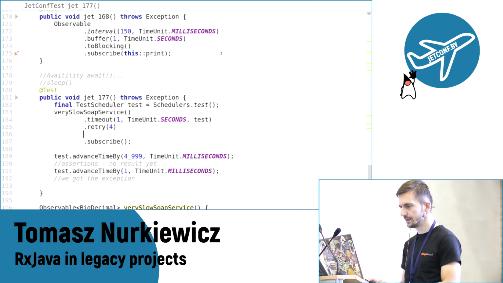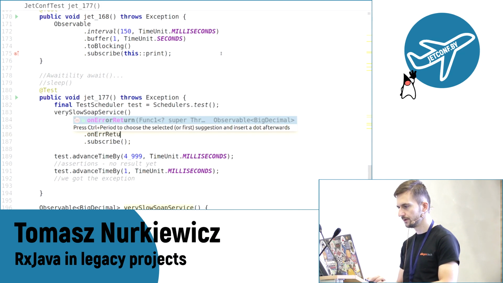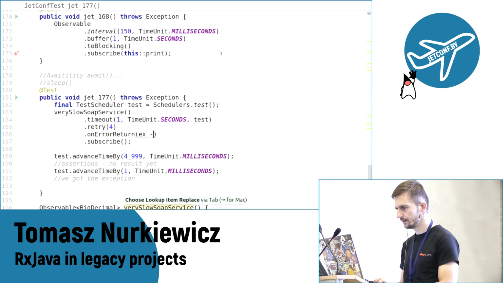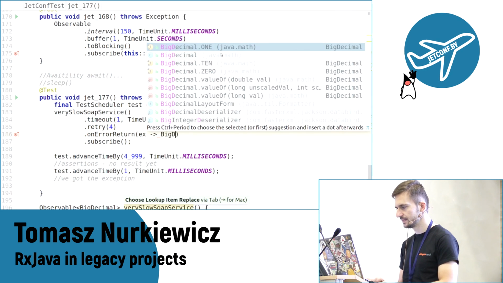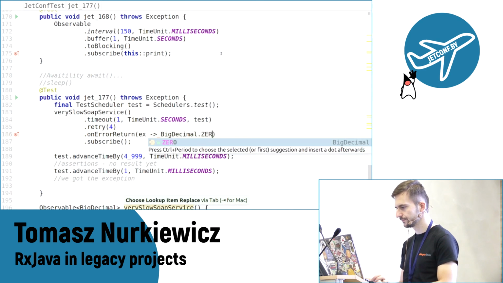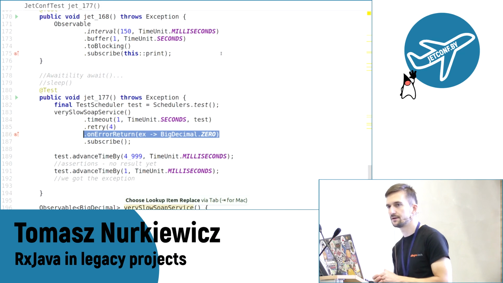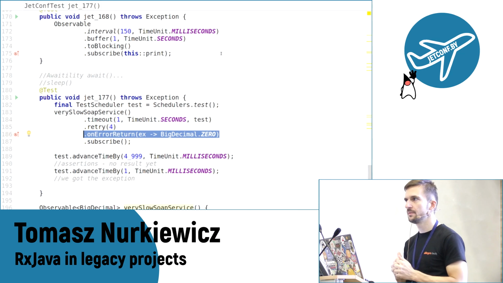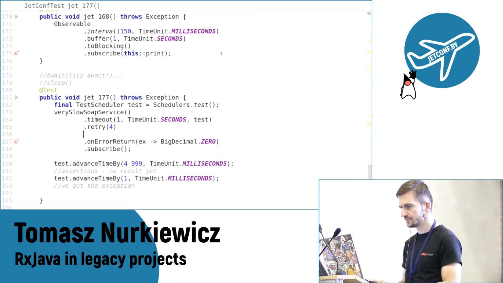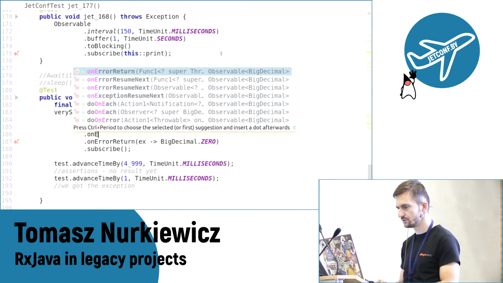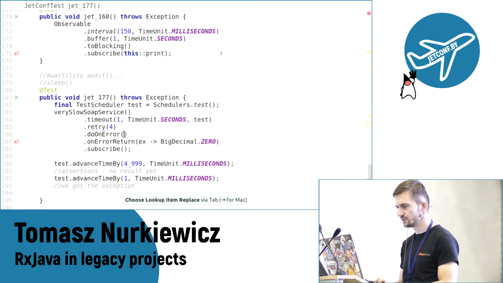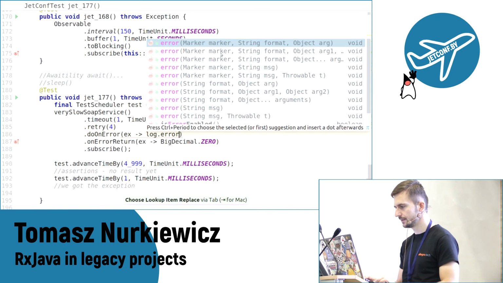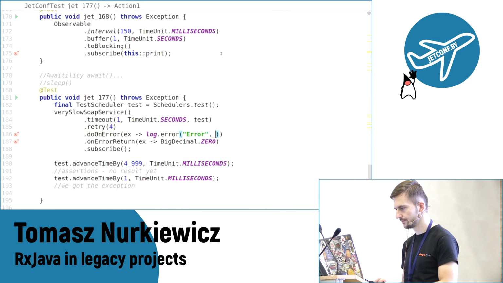Or I can actually say, on the very end, onErrorReturn, and here's my error, and I can return, for example, BigDecimal 0. All right, so this is another declarative operation. If an exception appears within a stream, I can just replace it with a fixed value. Of course, this means that I'm going to swallow the exception, so I can do doOnError and some logging, right? But this is just yet another operator that you can use.